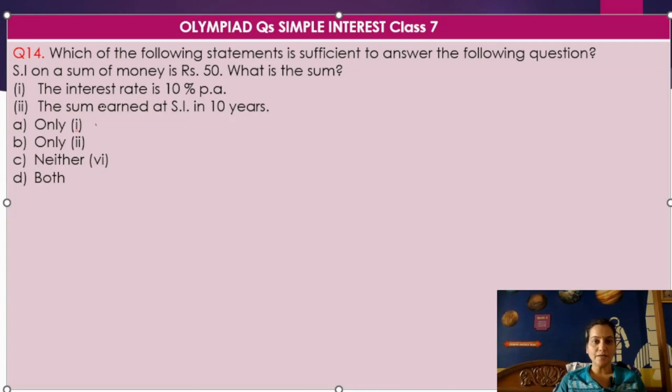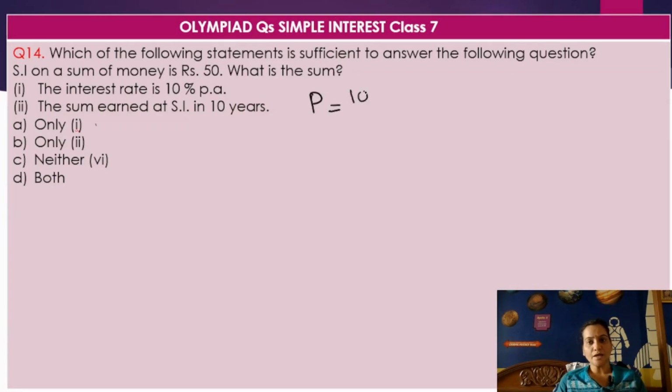So given, one is interest rate 10% per annum, or sum earned at SI in 10 years. So option is only bit 1. Can only interest rate and the simple interest help me find out principal? Let me check. What is the formula for principal? Principal amount का formula क्या होता है? 100 into simple interest by time into rate of interest. So suppose 100 into simple interest, it's already given here 50. Okay, so I take 50 here.